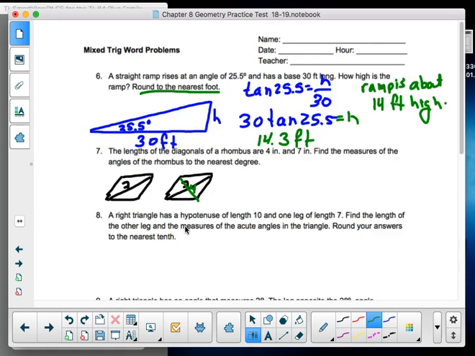Now in a rhombus, the diagonals bisect each other. So half of 7 is 3.5, half of 4 is 2. If I blow this up, I've got this triangle, and this is a right triangle. This is a right angle, and this is 2 because that's half of 4, and this is 3.5 because that's half of 7. So really what we're doing here is finding the angles. If I find this angle and that angle, and double those two angles, I find the measures of the angles of my rhombus.